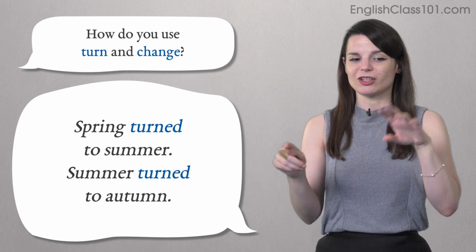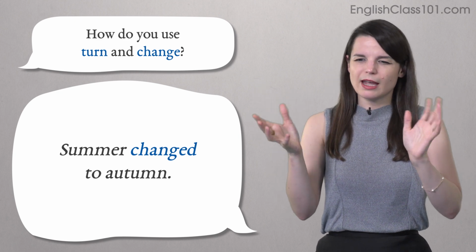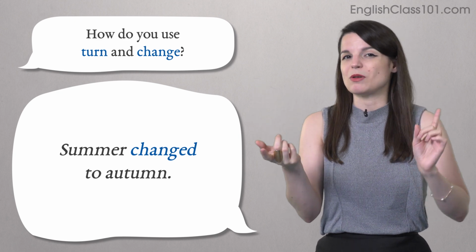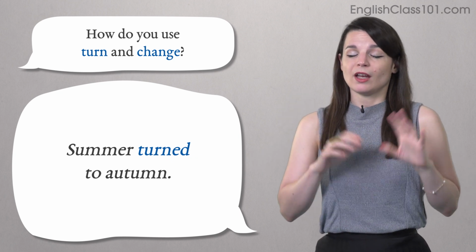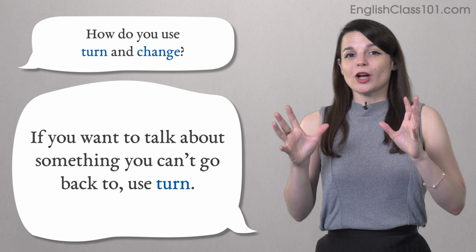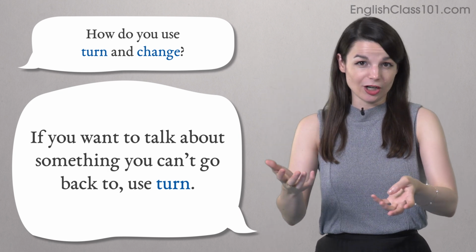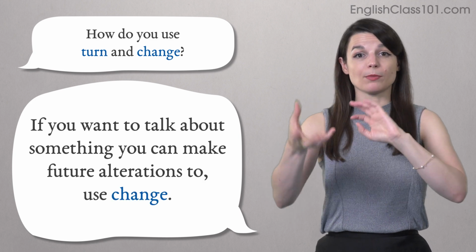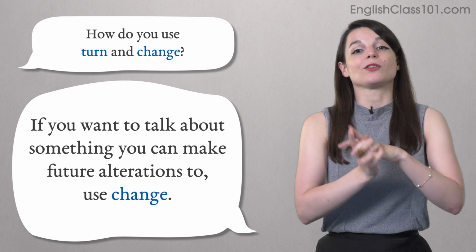We don't use change, like summer changed to autumn. It sounds a little bit unnatural. I don't think there's a communication problem, but we would use turn in that case instead. So in sum, if you want to talk about something that you can't really go back to, try using turn. If you want to talk about something that it's possible to make other alterations to, try using change.